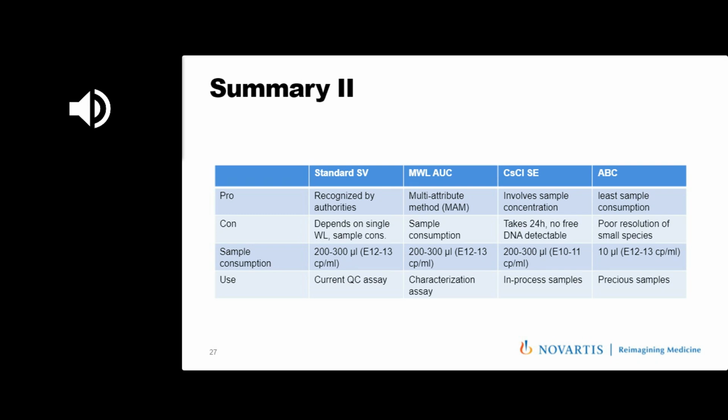And if you look for alternatives, for example, for in-process samples or for precious samples, you have two other choices available. One is the cesium chloride experiment I've shown you before, where you have sample concentration. It takes a little longer, and no free DNA is detectable in this case, but it really reduces the sample concentration you need. So it may be good for in-process samples where you have low titer. And then you have your ABC, your band-forming experiment, where you only consume a tiny amount of your concentrated sample, but it lacks the resolution of smaller species. So free DNA, for example, or if you have degradation products, empty monomeric capsids, this may not be that well resolved. So these are the caveats for it.